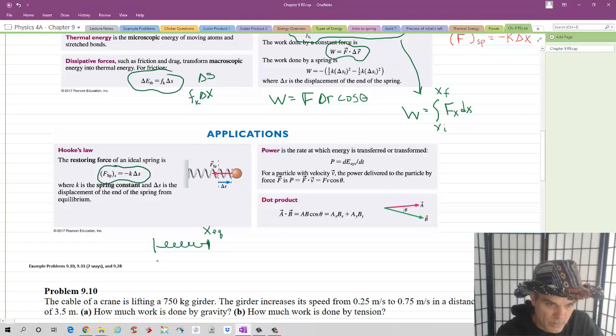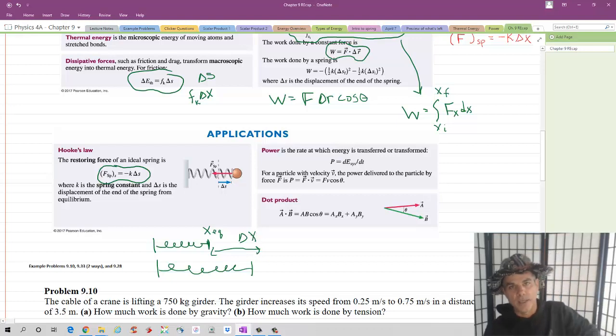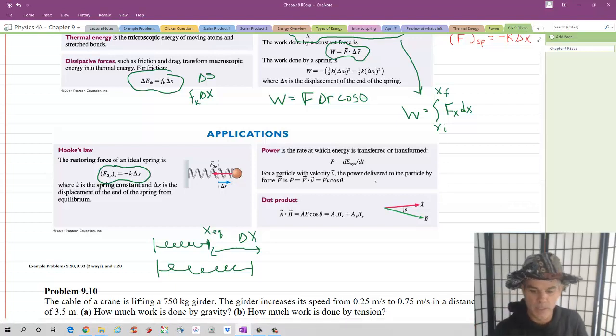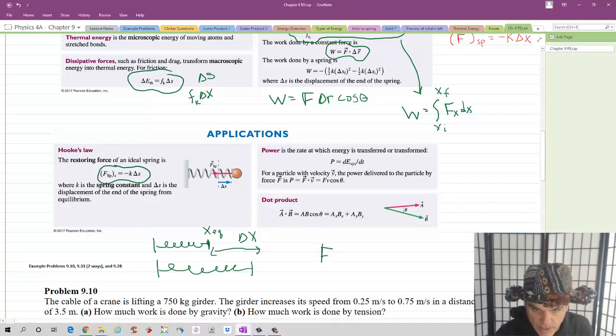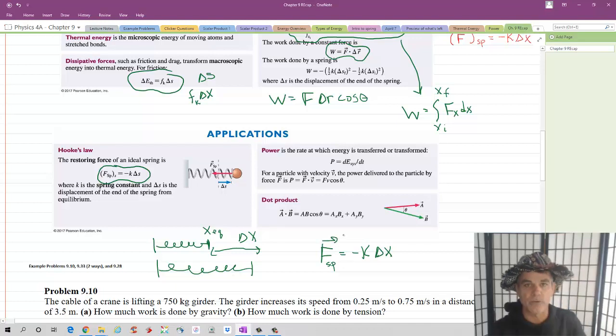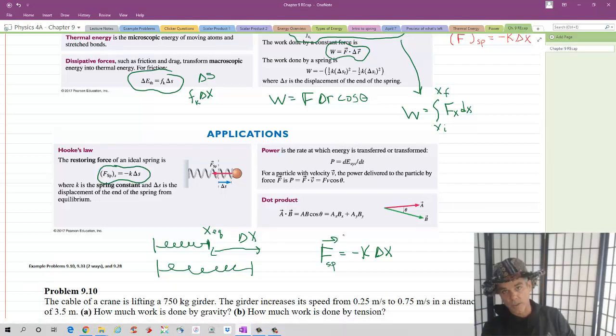If I then were to pull the spring, and now I have stretched it some distance delta x. Hooke's law says the force that the spring exerts is always proportional to the displacement. But there's a minus sign. And let me just emphasize that. So this is the force of a spring, and I'm only looking at it in the x direction. That minus sign just indicates the direction of the force. You generally don't use it when you're drawing free body diagrams, and I'll do an example problem.